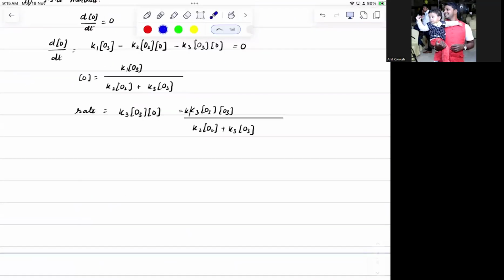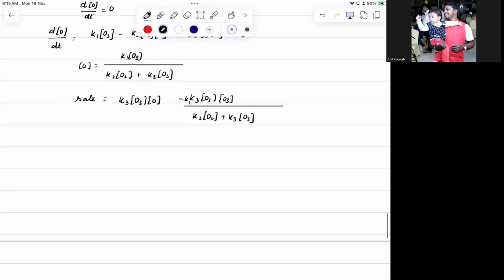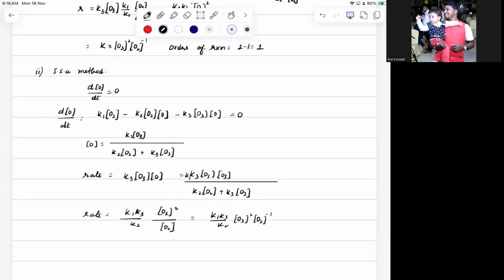So from there, we could notice that if K2O2 and K3O3 are concerned, this can be ignored. So on ignoring that, the rate will be equal to K1 K3 by K2 into O3 whole square divided by O2, which is the same as what we got earlier. So K1 K3 by K2. This is the same kind of rate which we got earlier, into O3 raised to power of 2 and O2 raised to power of minus 1. Right. So remember, when you are doing the steady state method, you just have to use this case.